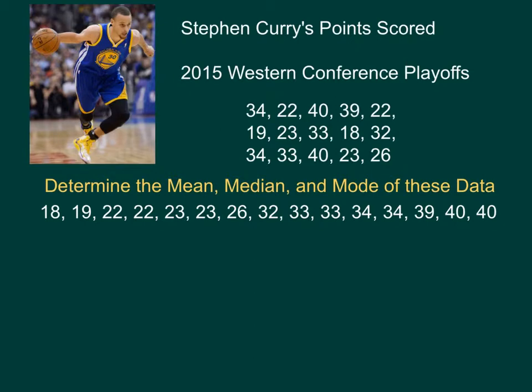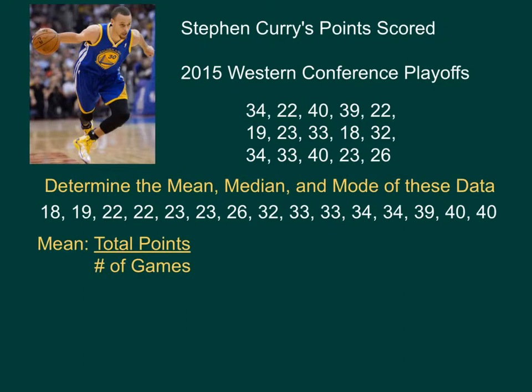So, written in increasing numerical order, we can see that Steph Curry had games where he scored 18, 19, 22 twice, 23 twice, 26, 32, 33 twice, 34 twice, 39, and 40 twice. That many points in his 15 games so far in the playoffs this year. So now we can figure out these three measures of center. We'll start off with the one that involves the most calculation, which would be the mean.